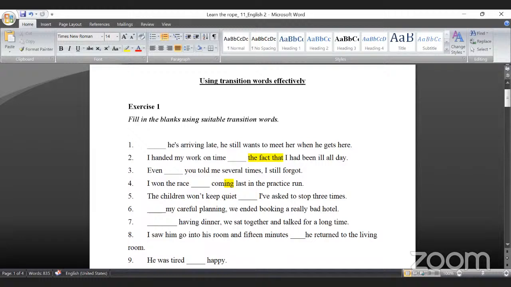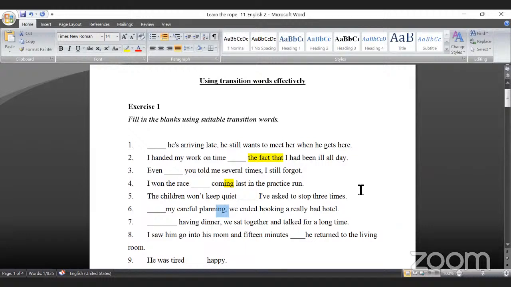Sixth one, dash my careful planning, we ended booking a really bad hotel. In spite of my careful planning, despite my careful planning. Yes, correct. So whenever after the dash, whenever my comes, we should use in spite of. Because of the structure, you see the ing there.